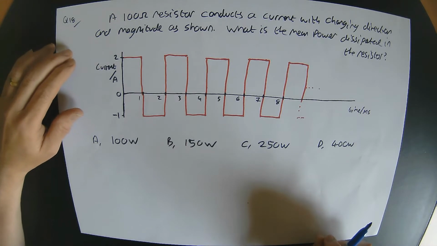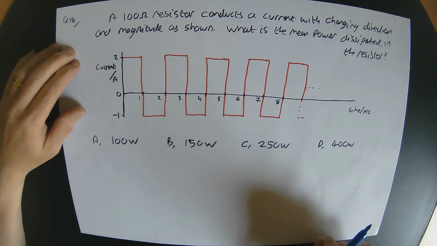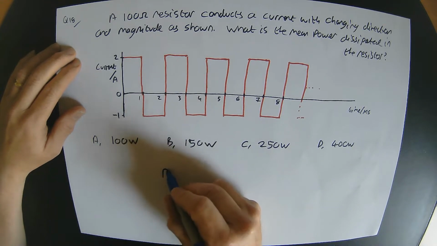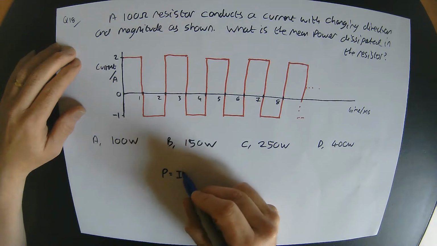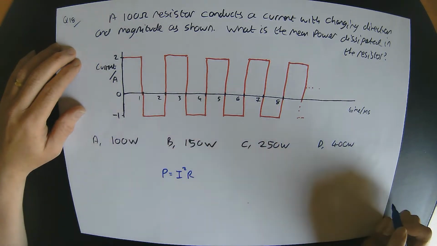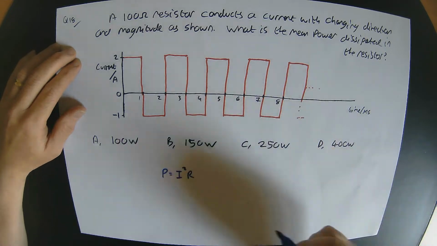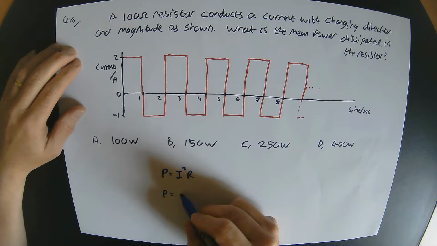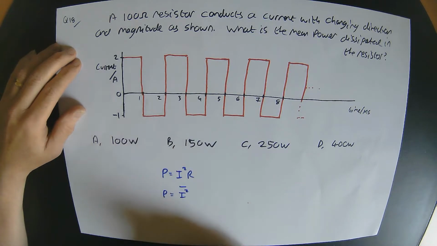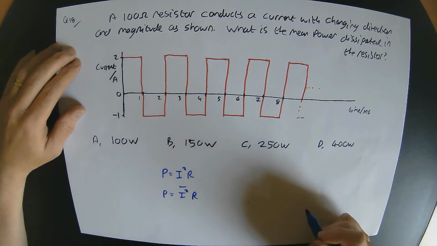Now this is rather a clever power question, and the key to it really is that it's the square of the current on average, not the average current squared, that matters. So our equation, if it were a constant current, is P equals I squared R, and that would give a constant power. If the current is changing, then it becomes P equals the average of I squared times R, because R doesn't change, so it's the average of I squared.